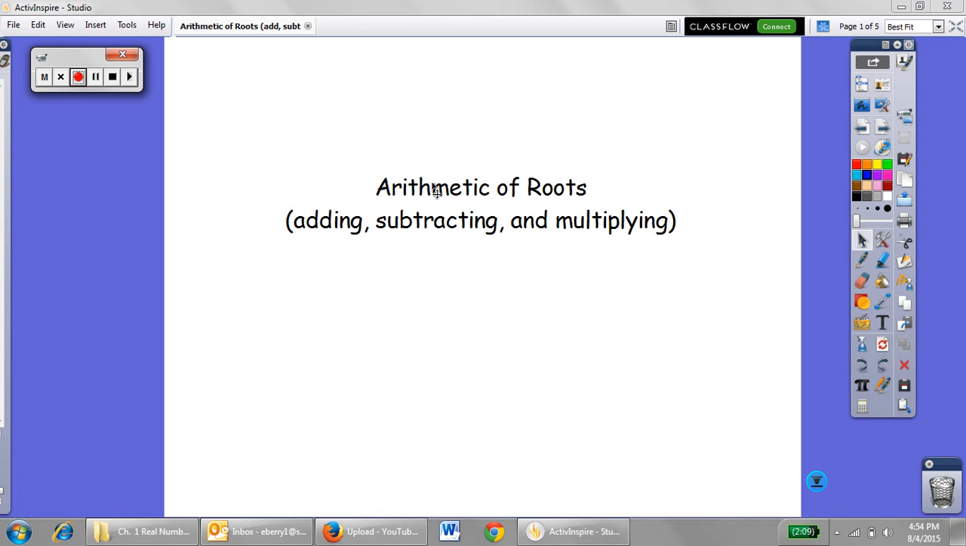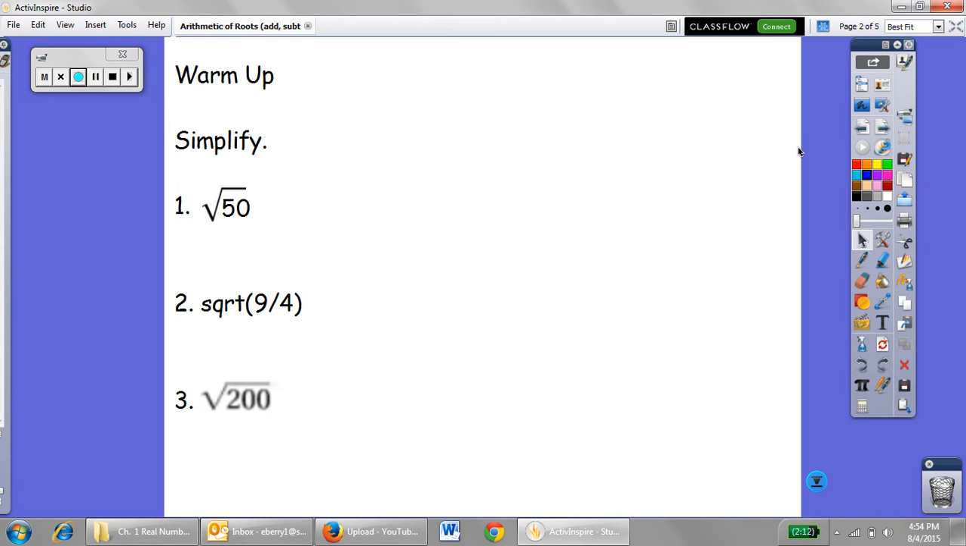Hi students, today we're going to do the arithmetic of roots: adding, subtracting, and multiplying. Go ahead and start with this warm-up, so simplify these three problems. Pause your screen. Okay, let's go ahead and check our work.